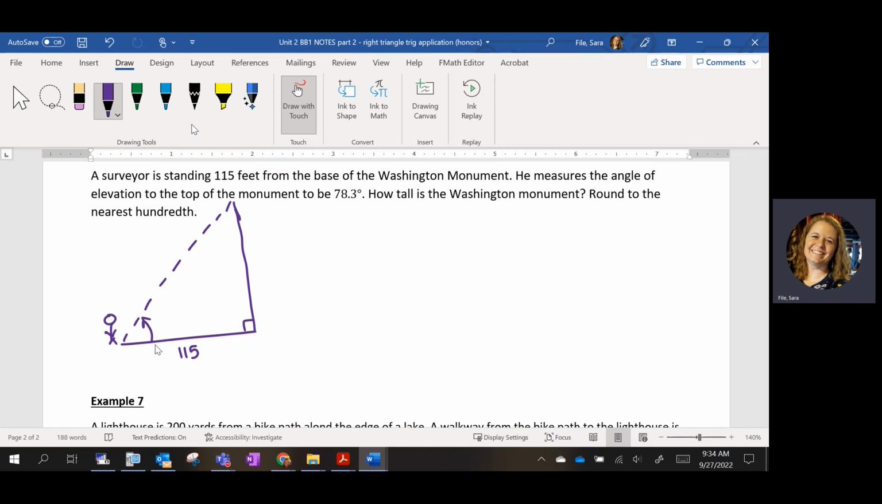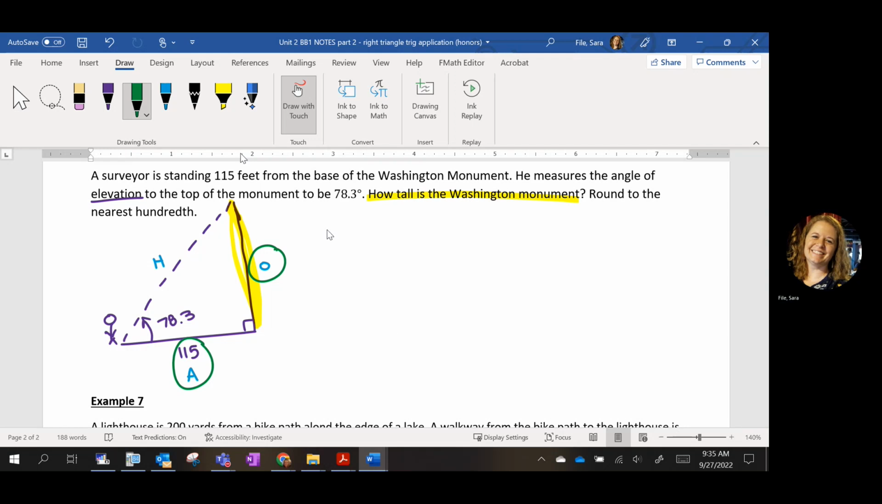So this is the angle of elevation. So it's from the horizontal up, because it's elevation, is 78.3 degrees. If it's from a horizontal down, that's your angle of depression. But here it is in this scenario. So I'm going to label from there. The actual height of the monument is my opposite. 115 is adjacent. And then that's the hypotenuse. They're asking us for how tall is the Washington Monument. So we're looking for this piece here. So that's our opposite. So we want to know opposite, and we know adjacent. What trig function would we use? Tangent.